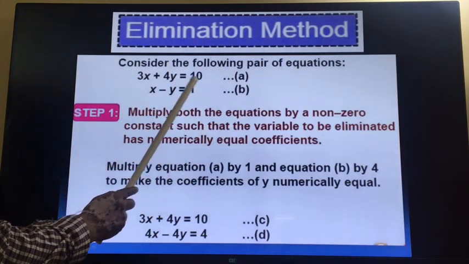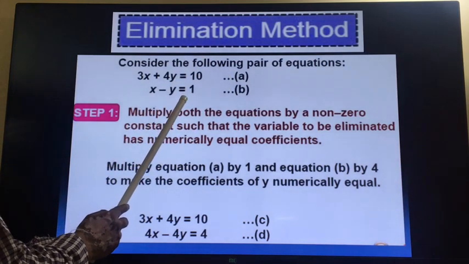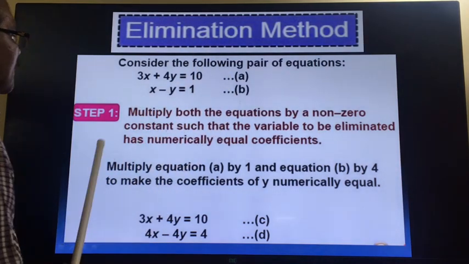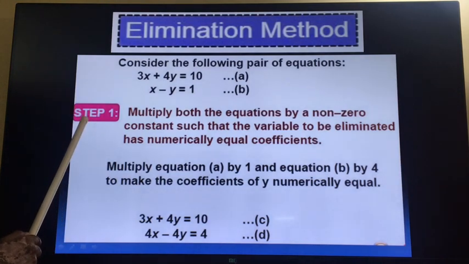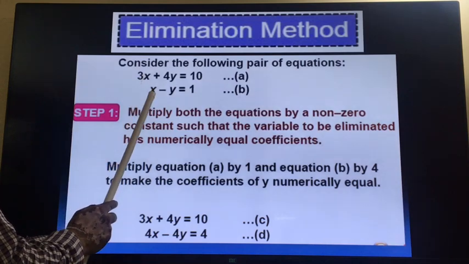3x plus 4y is equal to 10. This is our first equation. The second equation is x minus y is equal to 1. This is the second equation. So the first step is to make the coefficients equal. So here the coefficient of x is 3, here the coefficient of x is 1.